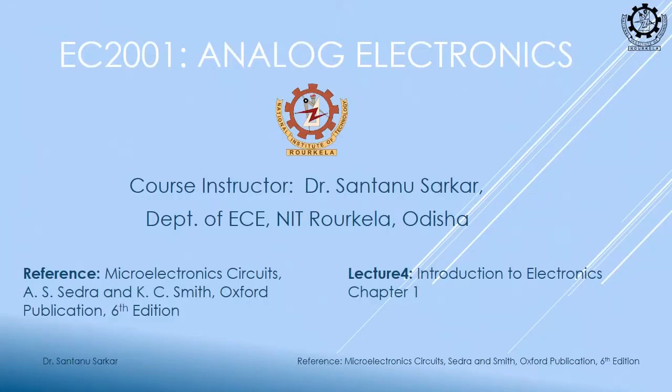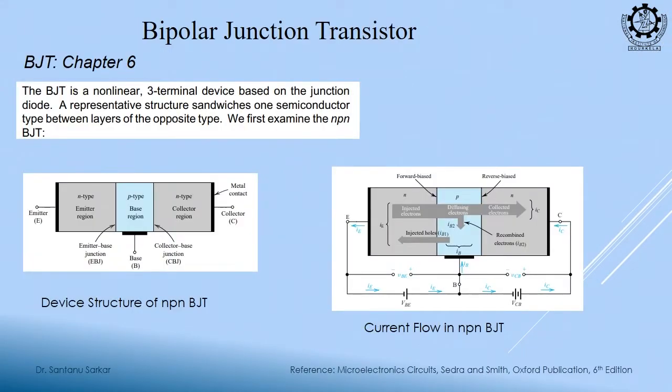Good morning all. So, today we will continue our fourth lecture. We have already covered the introductory section of analog electronics and we started discussing the bipolar junction transistor, right, BJT. So, to start with, this is your device structure.